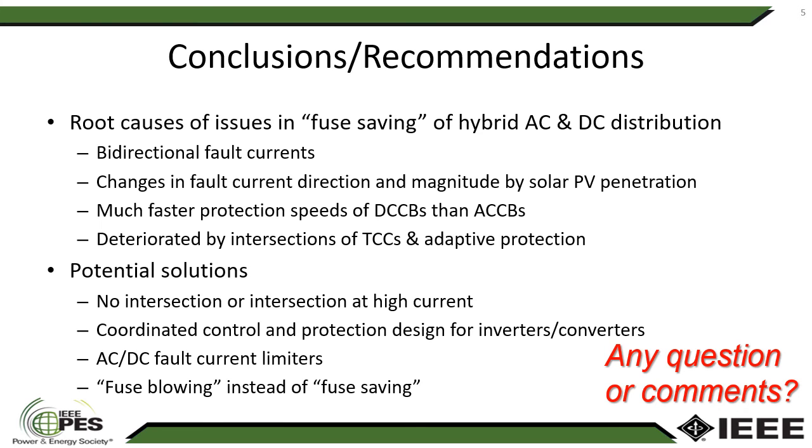What are the potential solutions? First, try to make sure there are no intersections, or if intersections are unavoidable, try to push them as high as possible. The second one is to use coordinated control and protection design for inverters and converters. The third one is to use AC or DC fault current limiters to reduce the impacts of the fault contribution from the solar PV integration. The last one is, if it is unavoidable, to use fuse blowing at high current levels instead of fuse saving.